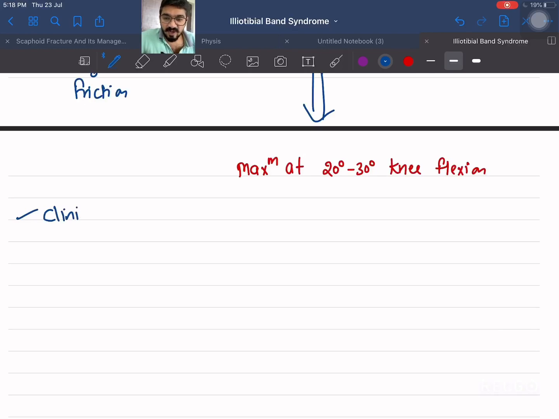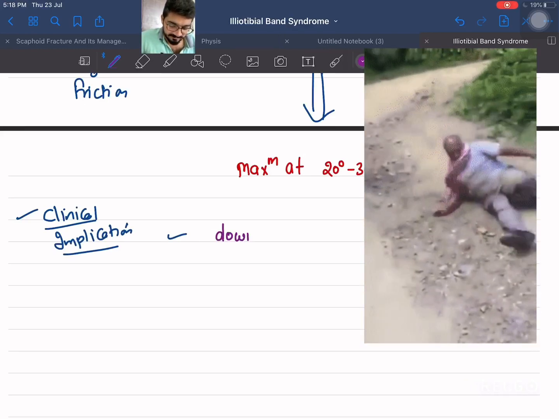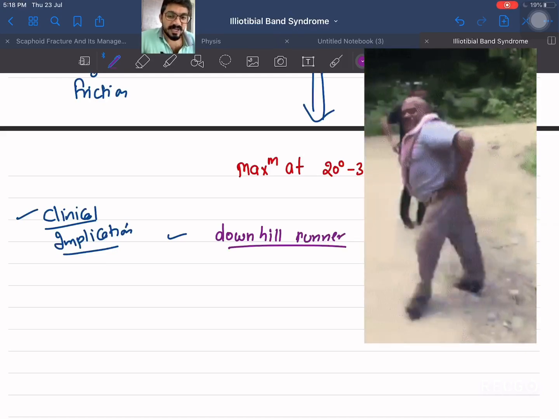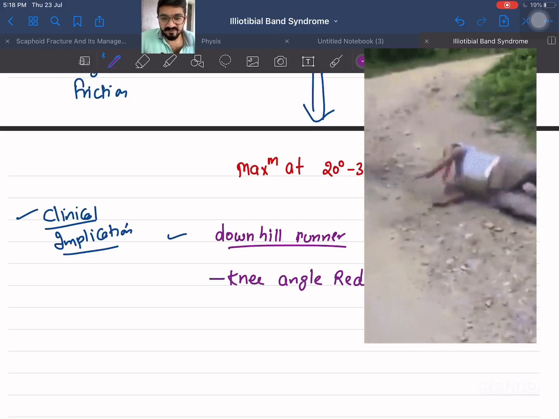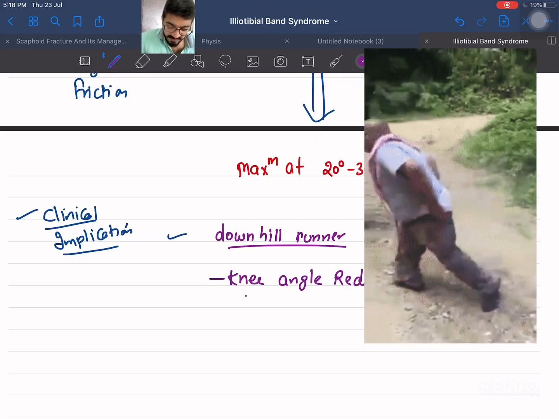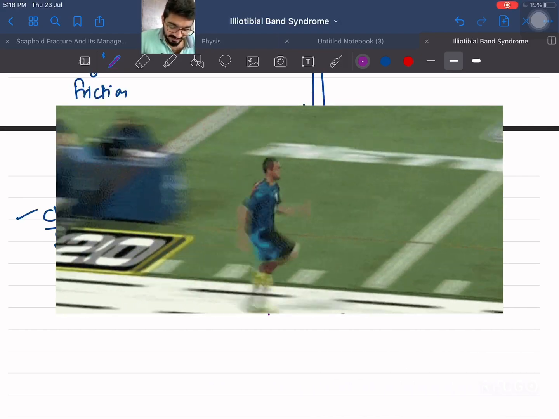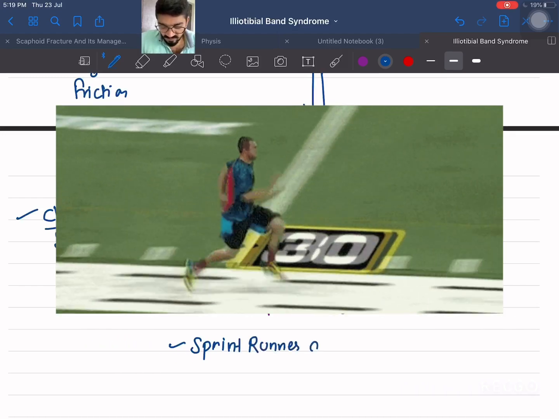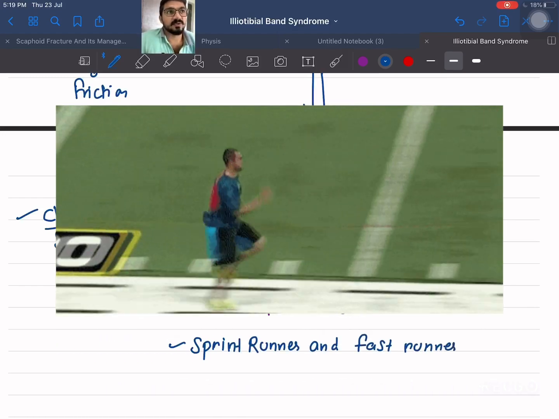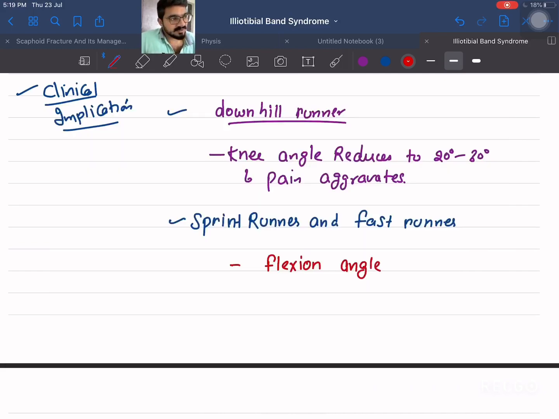Like in case of downhill running, there occurs a reduction in the knee angle. So the knee angle will reach around 20 to 30 degrees, and there will be aggravation of the pain. Whereas in case of sprinting, fast running, the flexion angle will increase and the pain will reduce. So we should advise them, do not go for downhill running, go for sprint running and running on a flat area.